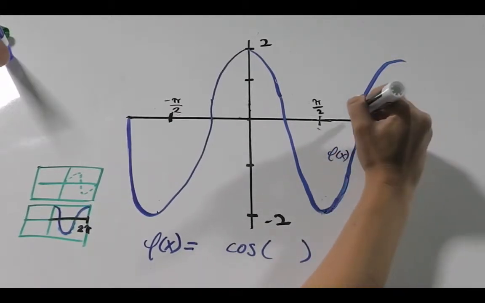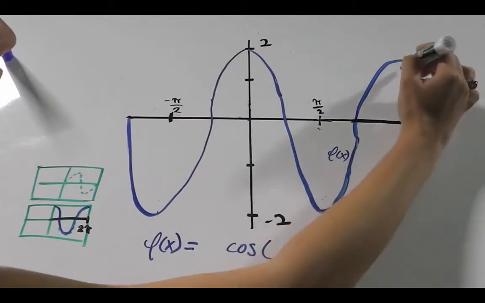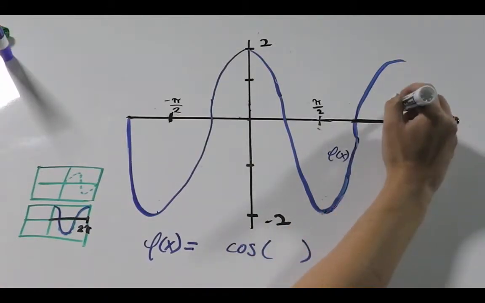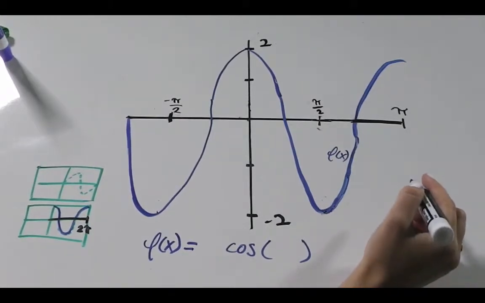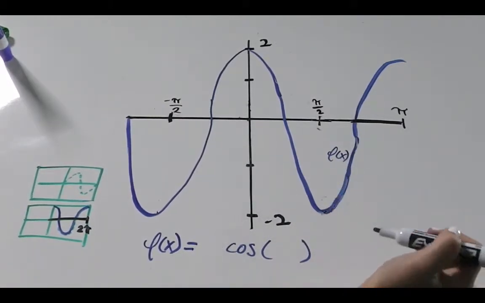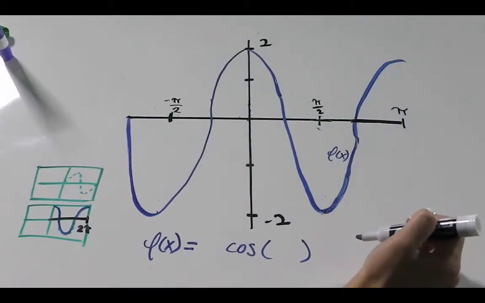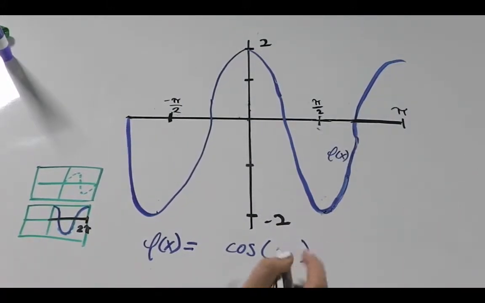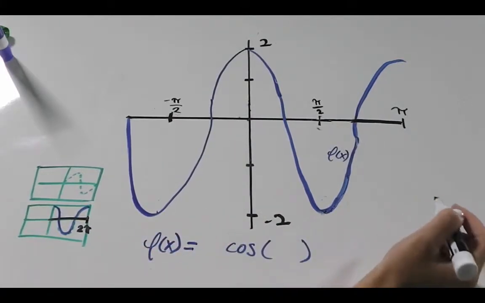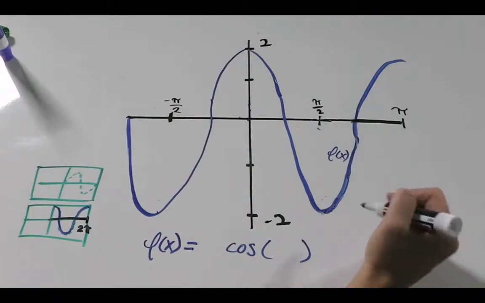So if we were to complete one period, it would take us to pi instead of 2 pi. That means that the period of our graph is half the period of a regular cosine graph, or a generic cosine graph. So how do we represent that when we're talking about our f of x function? Well, let's think for a minute.